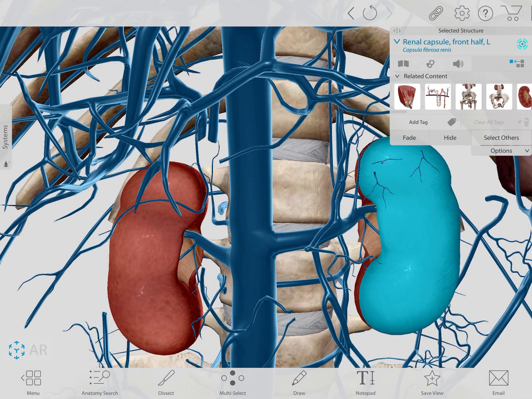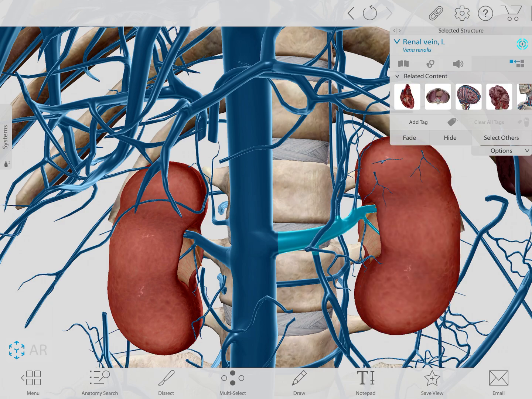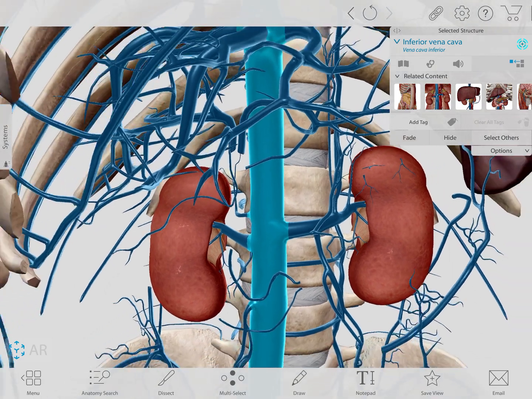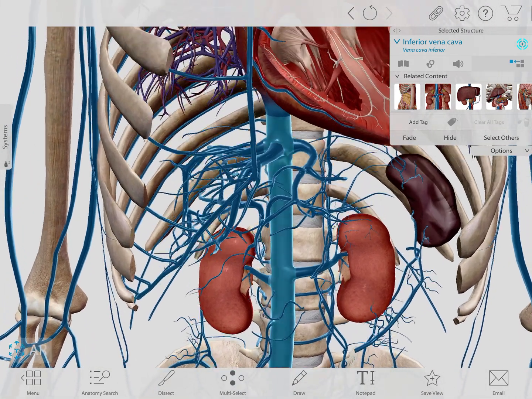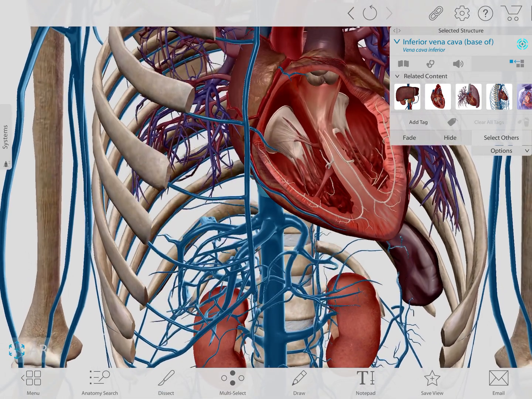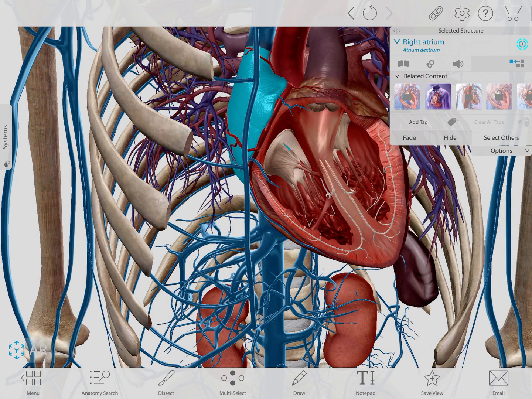And venous blood from the kidney is going to be drained by our renal vein here. So you can see a left renal vein, you can see a right renal vein, both drain directly into this midline structure known as the inferior vena cava, or the IVC. If we follow this IVC superiorly, we can see its base right here. It drains into this heart chamber that is the right atrium.